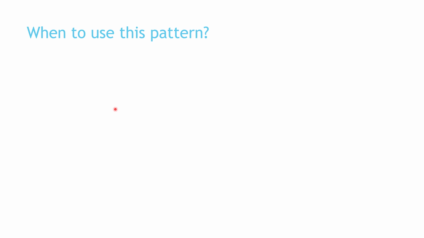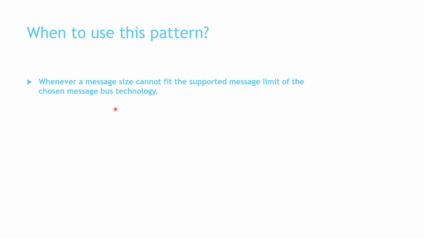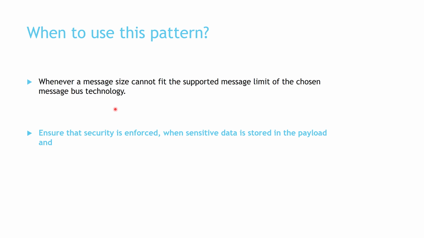Now let's see when you should use this pattern. Whenever your message size is going to be way larger than the message limits of the message bus technology you are going to use. We've already seen the different limits of different Azure Service Bus components, and whenever a message size is going to exceed this limit, you need to consider implementing this pattern. You have no other option, otherwise the messages cannot fit into the service bus if they are going to be over the limit. Also, when you want to enforce security in your solution and make sure that only the publisher and subscriber are able to access a certain file in the blob storage.